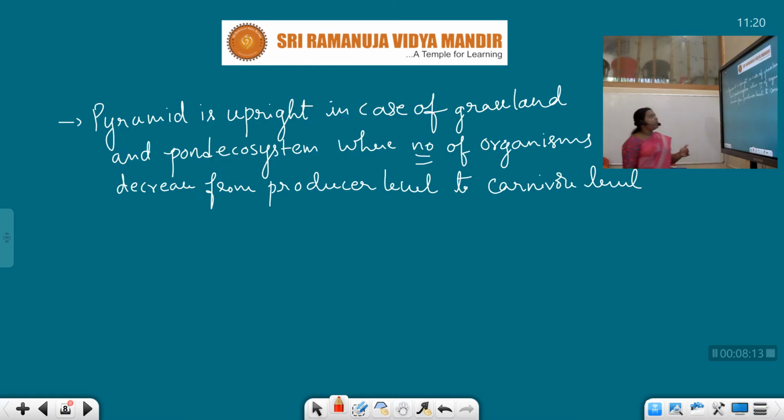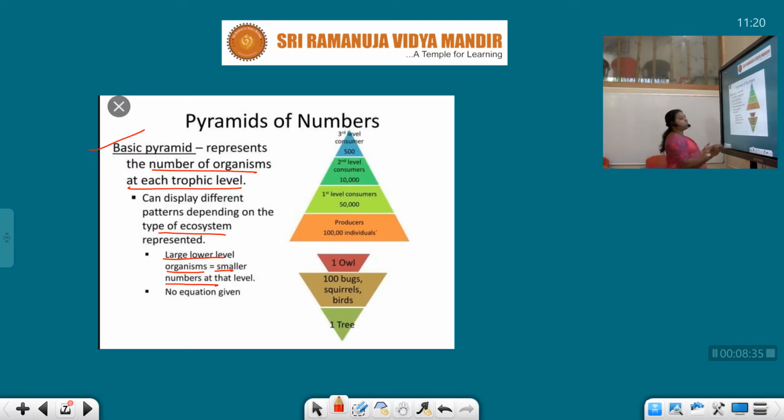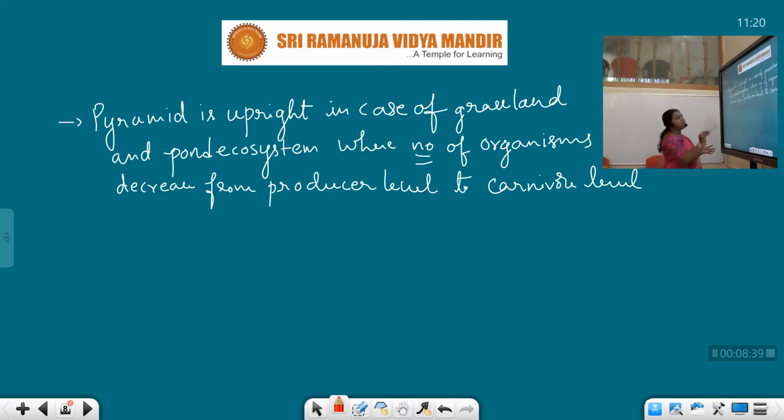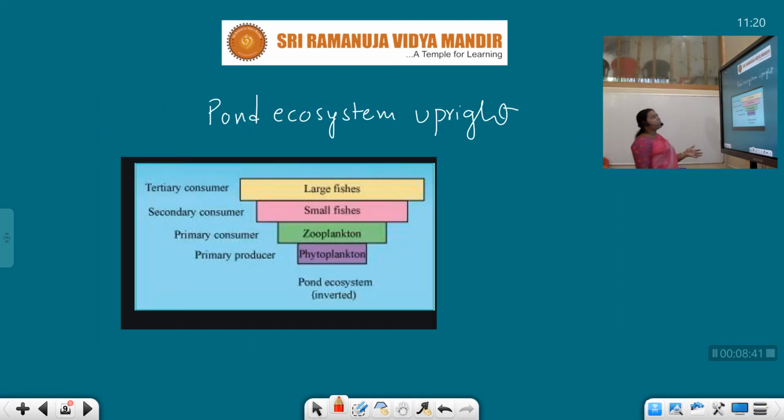Okay. And see students, the pyramid is upright in the case of grassland and pond ecosystems, where the number of organisms decreases from the producer level to the carnivore level. Very important students, the pyramid is upright in the case of the grass as well as the pond ecosystem, where the number of organisms decreases from the producer level to the carnivore level. So that is about this, students.